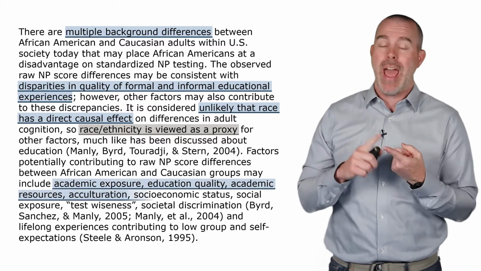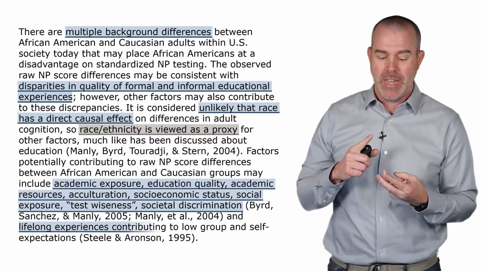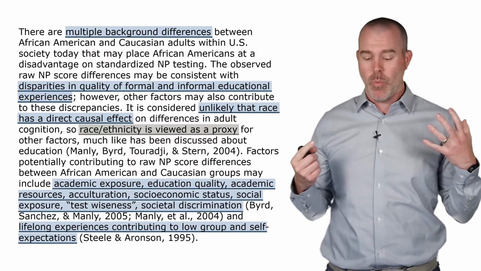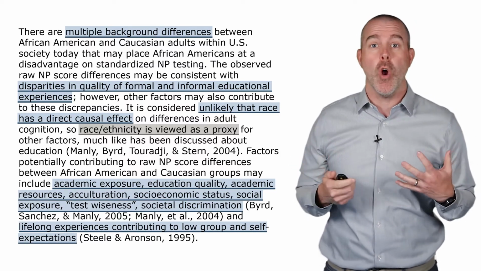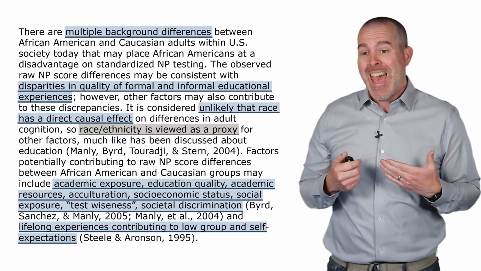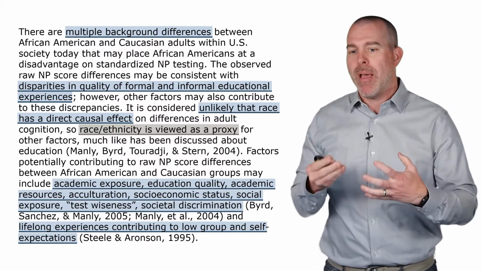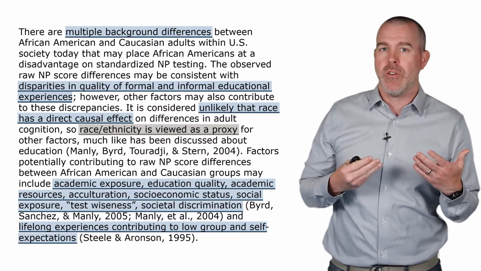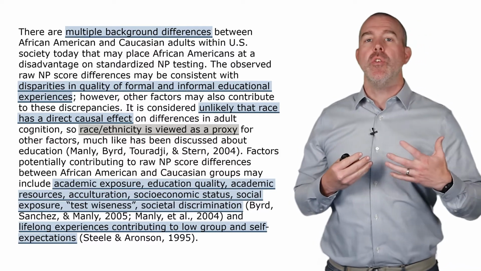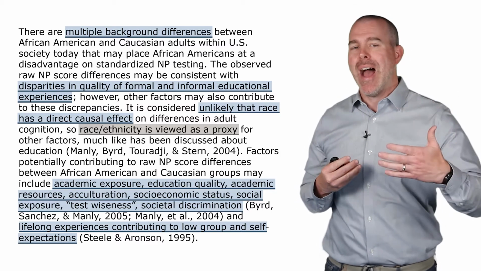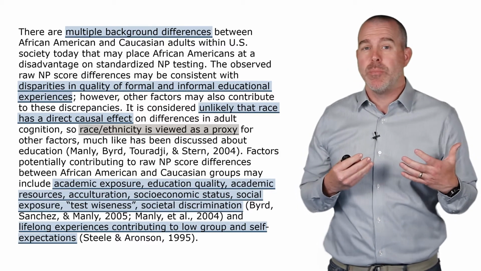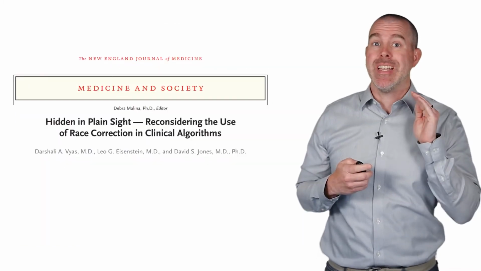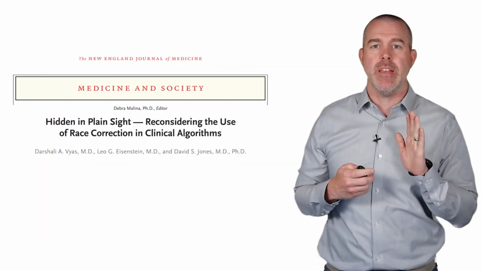And they've got a list of them here: academic exposure, educational quality, resources, acculturation, socioeconomic status, social exposure, test wiseness, discrimination, all of these things. But yet, if you don't have a measure of all of those things in your database, and you know the individual's race or ethnicity, they can use race or ethnicity as a proxy for those other things, and it helps get a more accurate diagnosis. But there are significant downsides.